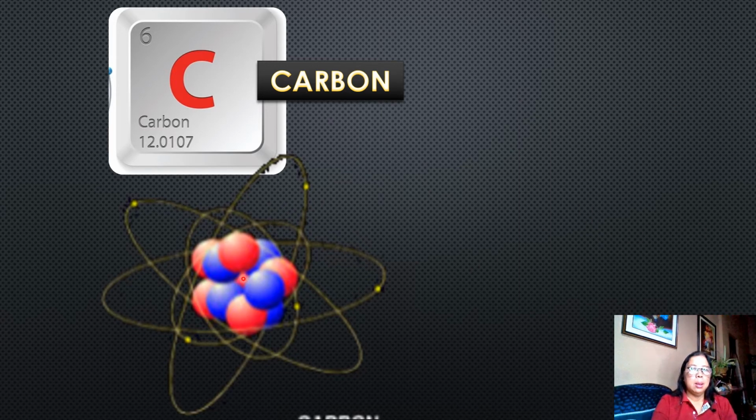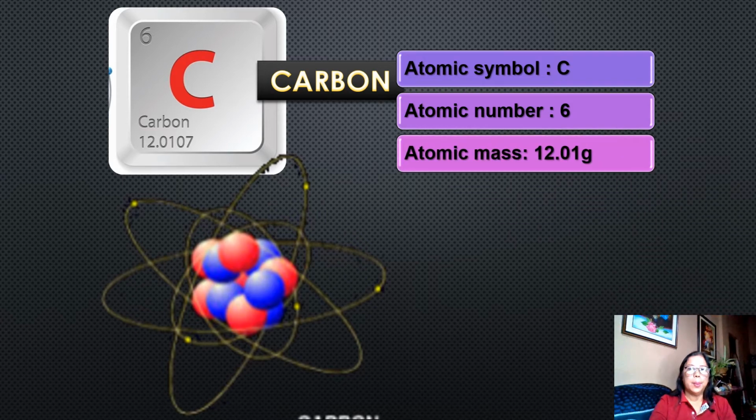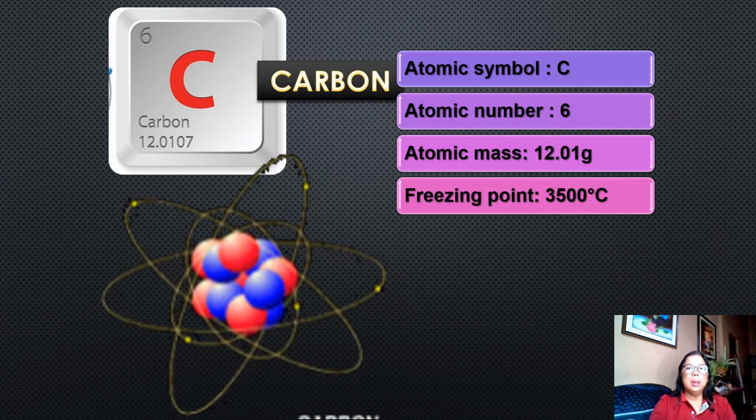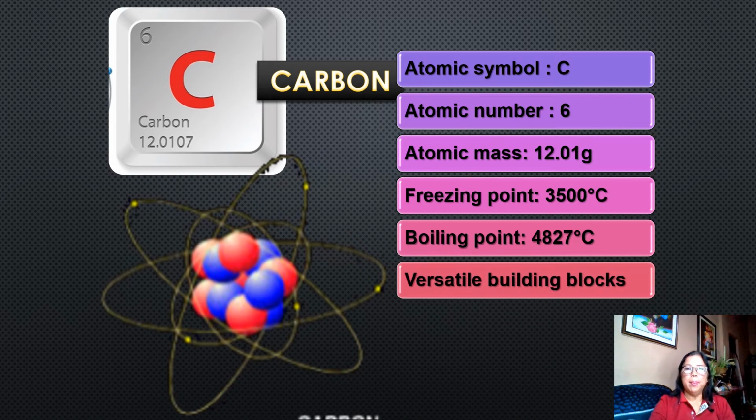And in front of you is the structure or the distribution of the electrons and the neutrons found in carbon. The freezing point of carbon is 3,500 degrees centigrade. The boiling point is 4,827 degrees centigrade. It has versatile building blocks. Actually, they are building blocks of all the macromolecules that you will be learning in biochemistry.